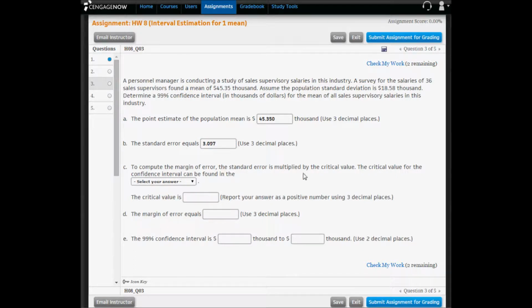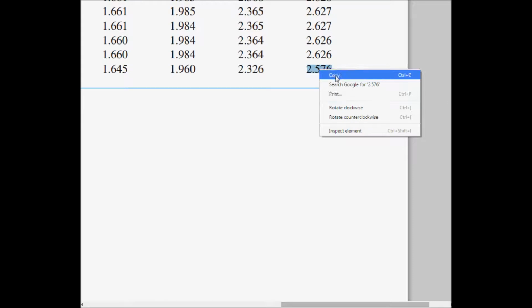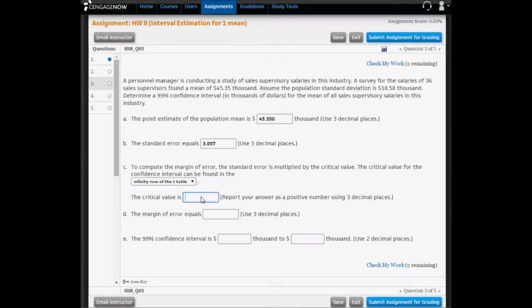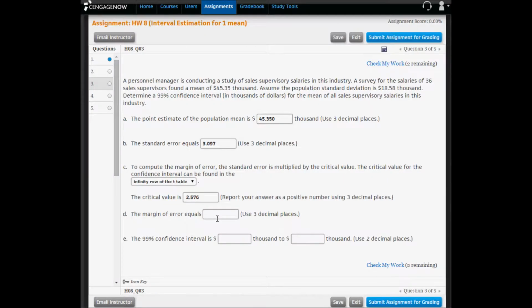To compute the margin of error, the standard error is multiplied by the critical value. The critical value for the confidence interval can be found in the infinity row of the t table, which we did, remember. And the critical value was what? 2.576. Using 3 decimal places. That's one reason why we have to use the infinity row of the t table. The margin of error we computed to be equal to that, but we only need 3 decimal places, so I'm going to shrink that down to 3 decimal places. Copy, and then paste that into Engage Now.